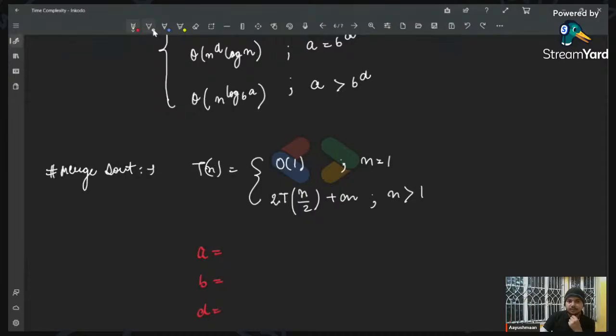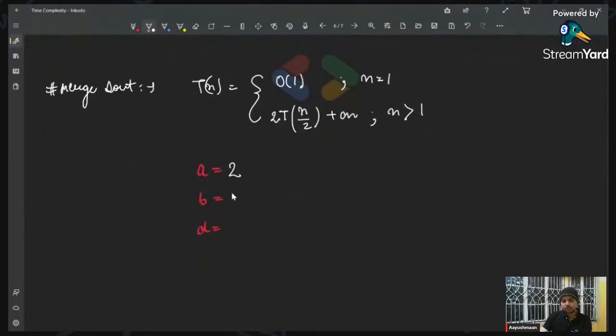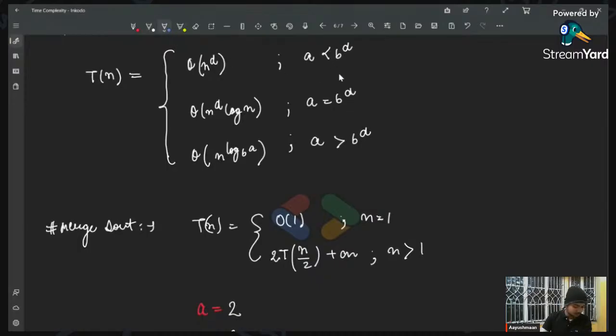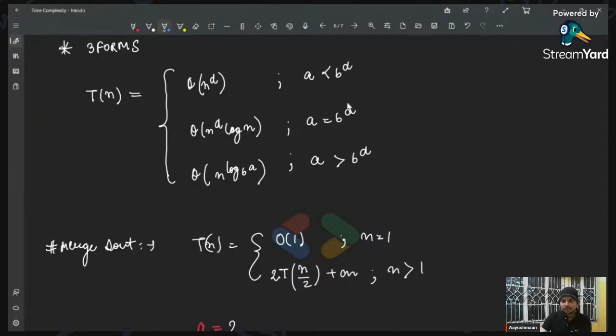Okay, fine. So A is 2. If you see this form, we have A equal to 2, B is also equal to 2, and the degree here, d, is 1. Now we need to check these three conditions. Right, Arunima? Yeah, we have to check with these conditions.